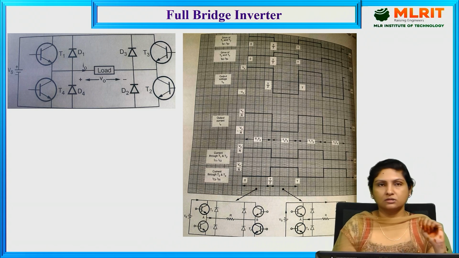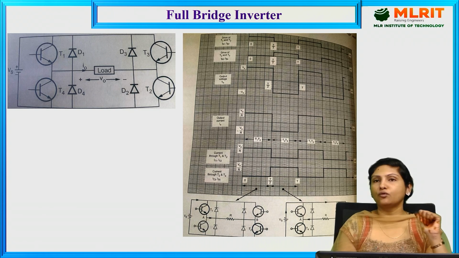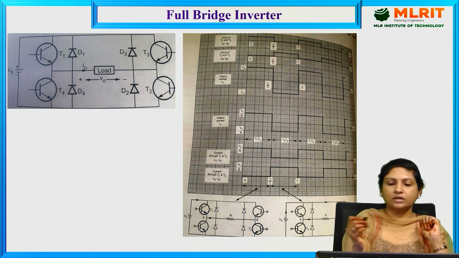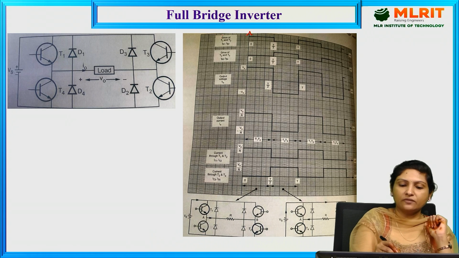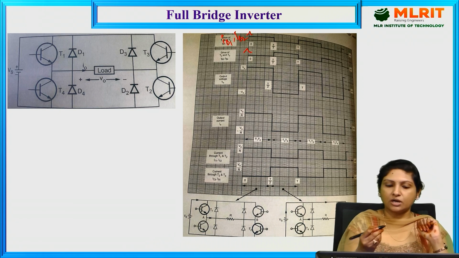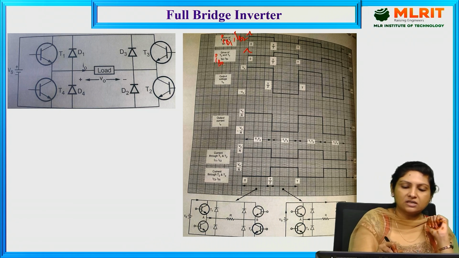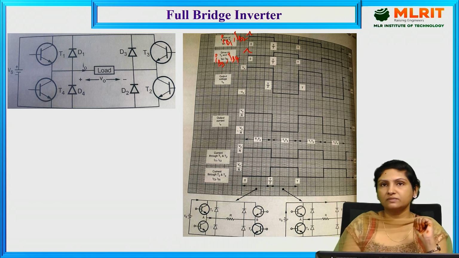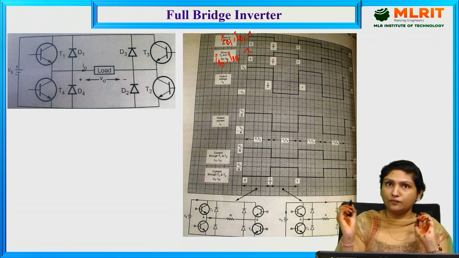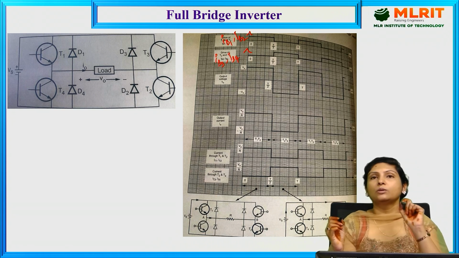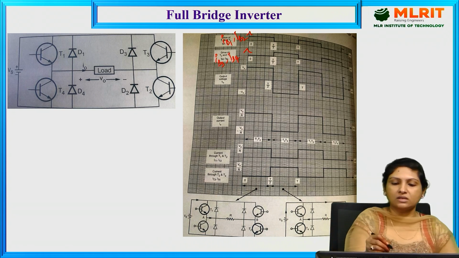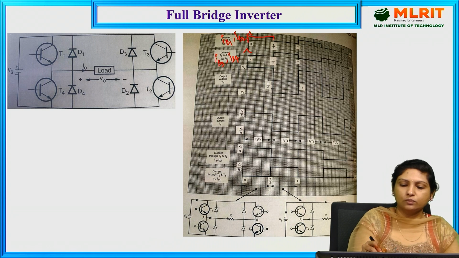Initially, at a time any 2 transistors will be conducting. Initially T1, T2 will be conducting, and later T3 and T4 will come into the picture. Here we'll be providing the base drive for IB1 and IB2 at a time. Later we'll provide the triggering pulse, that is base drive, for transistor 3 and transistor 4.